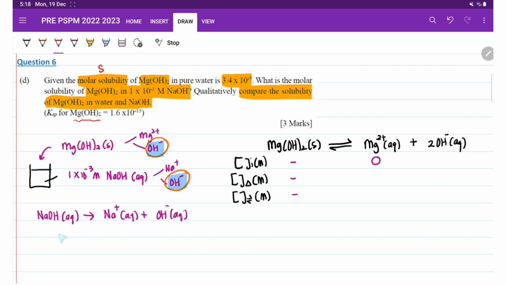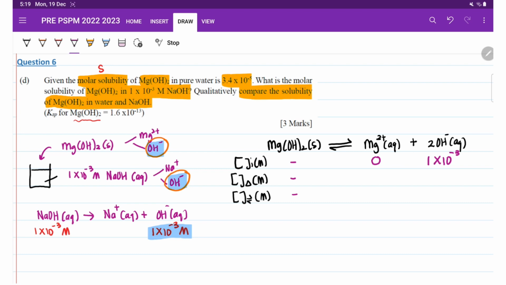Jadi kita akan tengok nilai dia. So I have 1 times 10 to the power of negative 3 molar sodium hydroxide. So that will be the concentration of the OH minus dekat sini. So negative 3 molar. So maksudnya dekat sini, initially we have concentration of OH minus dan berapa nilai dia? 1 darab 10 negatif 3. Dan itu adalah nilai yang kita akan masukkan dalam kita punya ice table. 1 times 10 to the power of negative 3.